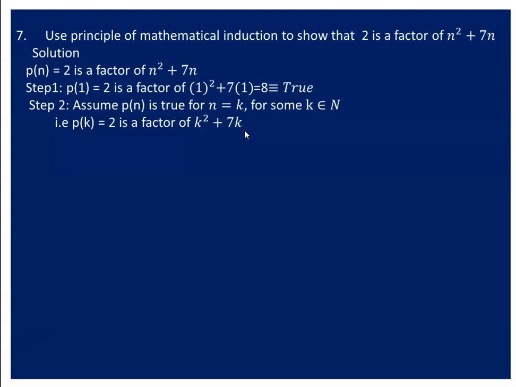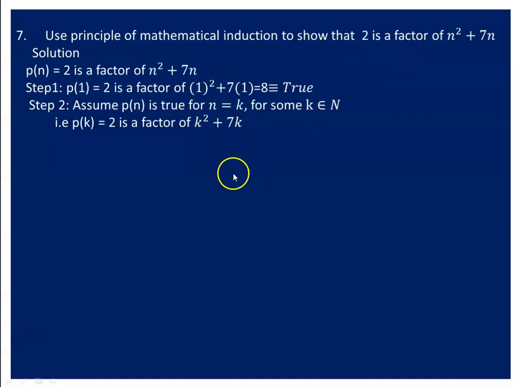Our intention is to show that this is true for k plus 1, the next natural number. That is to say, 2 is a factor of the expression where you substitute k plus 1 in place of k. So if we are able to show that 2 is a factor of (k plus 1) the whole squared plus 7 into (k plus 1), we can automatically conclude that this statement is true.